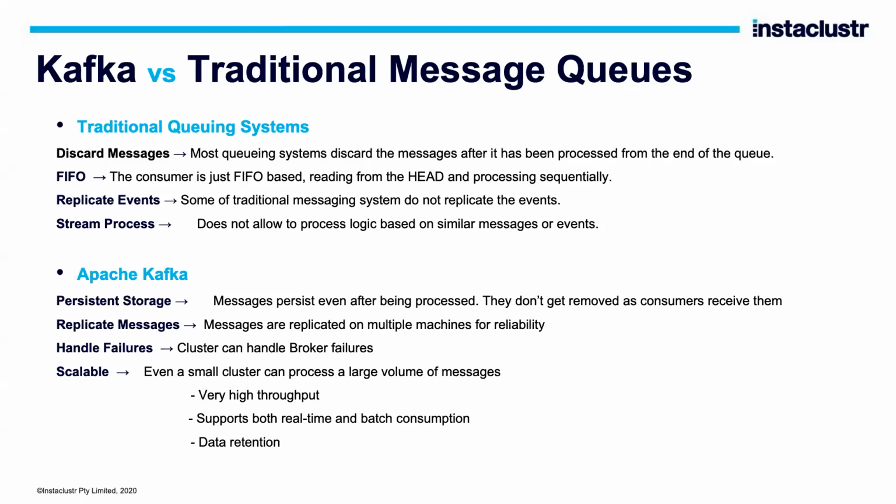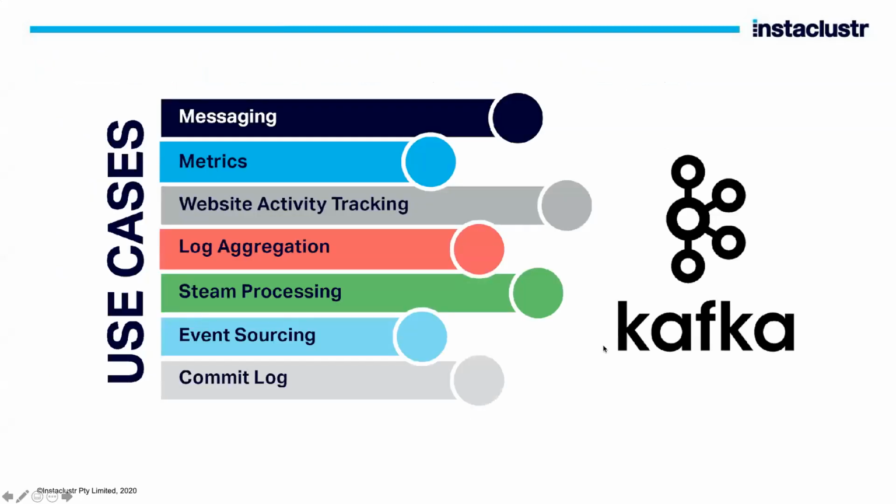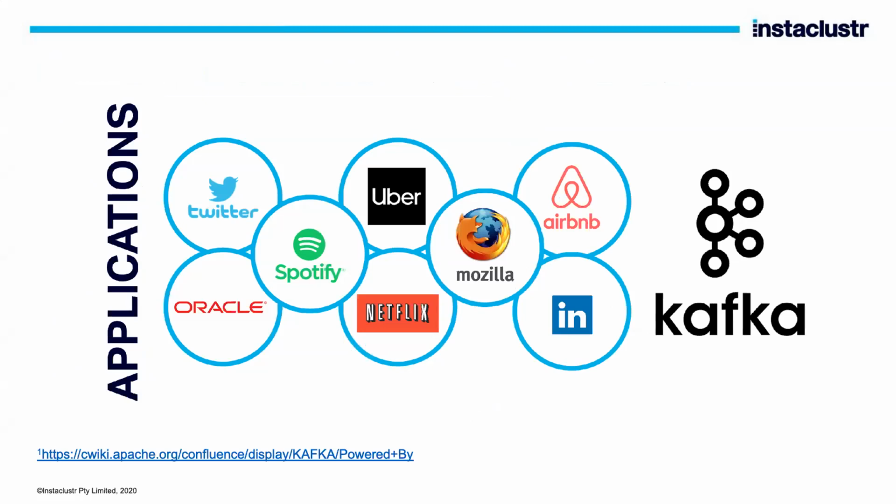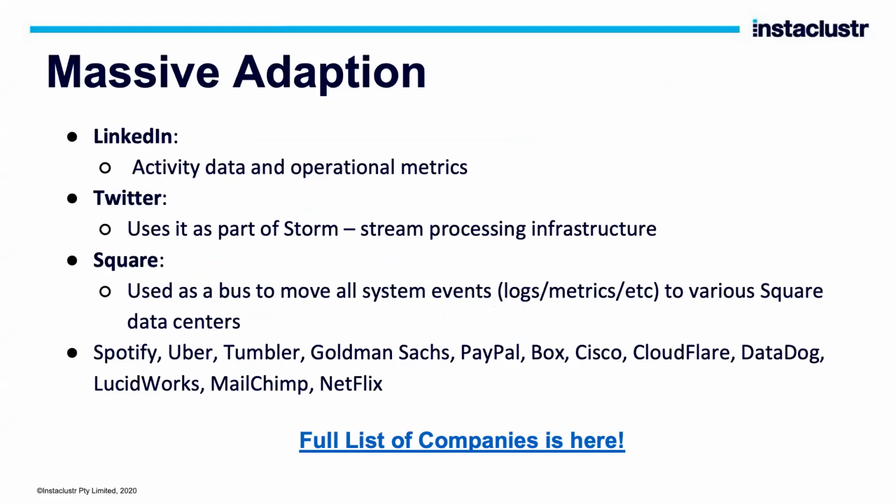Anyway, what are the use cases of Kafka? Messaging, metrics, website activity tracking, log aggregation, stream processing, event sourcing, and probably the most important, a distributed commit log. It's used by a lot of companies and has massive adoption. Use it for activity data and operational metrics. Twitter uses it for stream processing. Square uses it as a central event system hub.